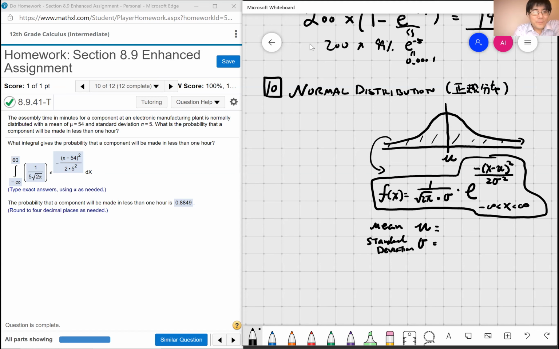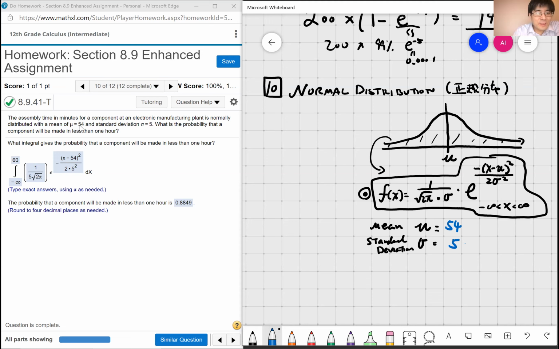So problem number 10: the assembly time in minutes for a component at an electronic manufacturing plant is normally distributed. Here, the keyword normally distributed suggests we use this formula. To use this function, we want to know the mean and the standard deviation, and in this case the mean is 54 and sigma is equal to 5. What is the probability that the component will be made in less than 1 hour?